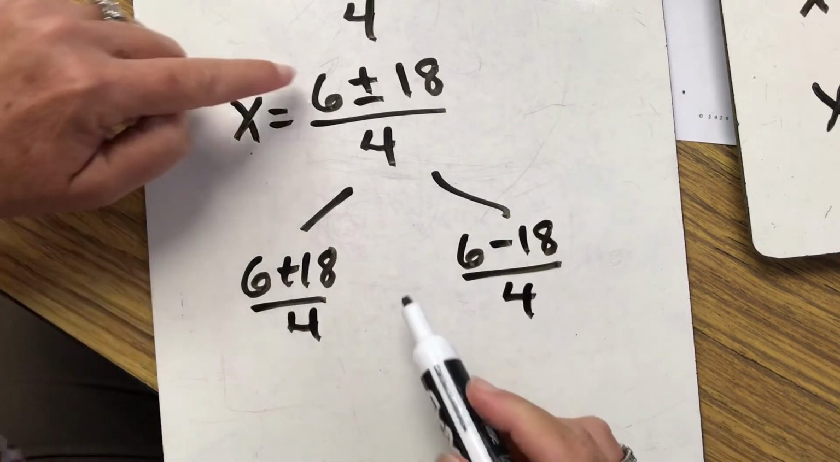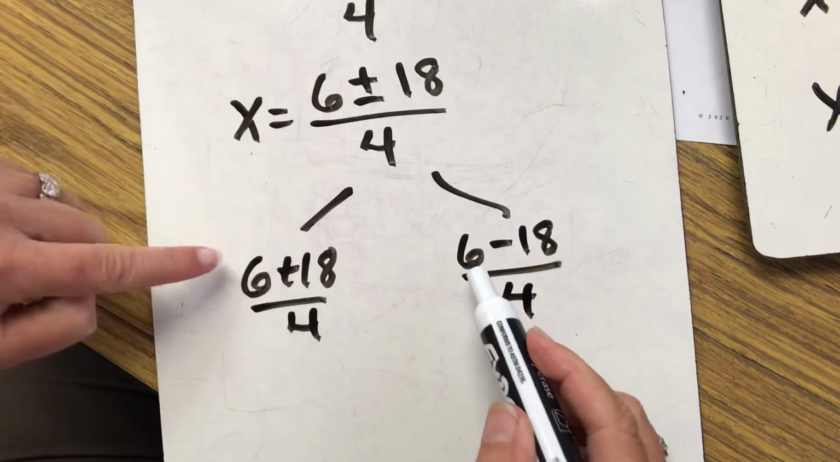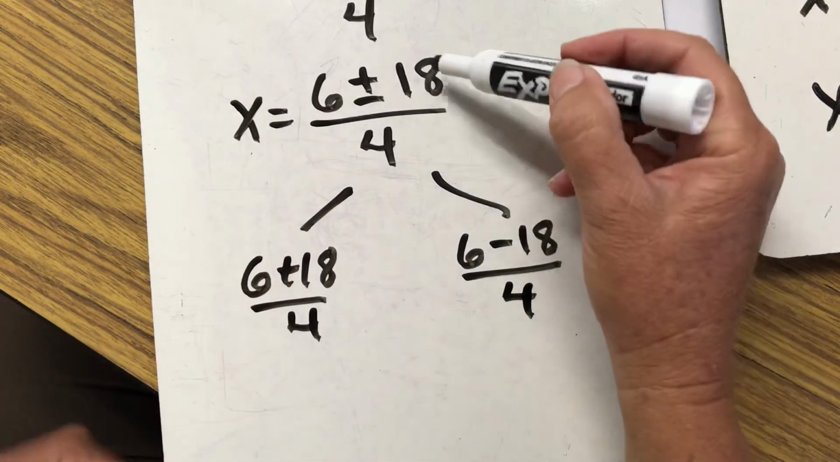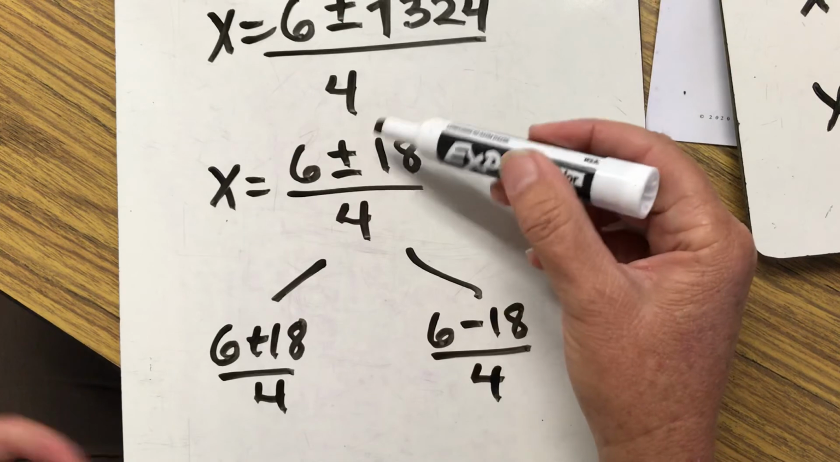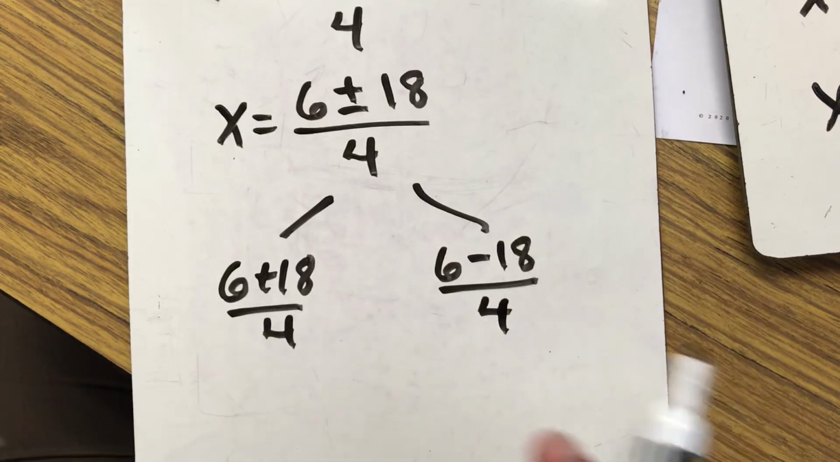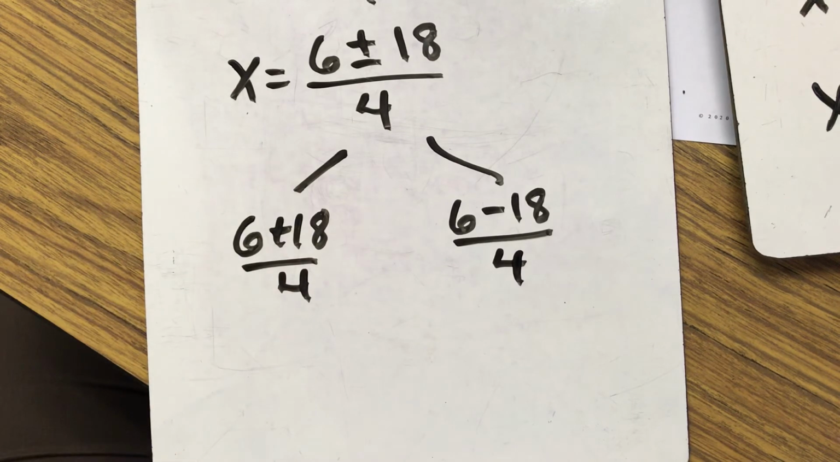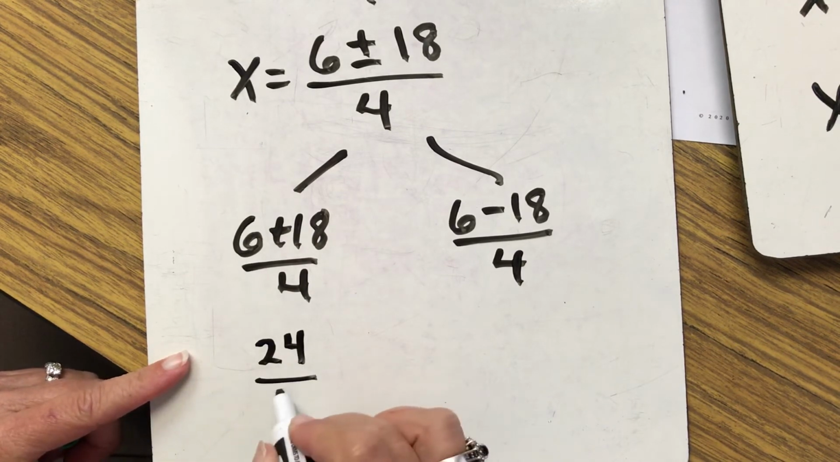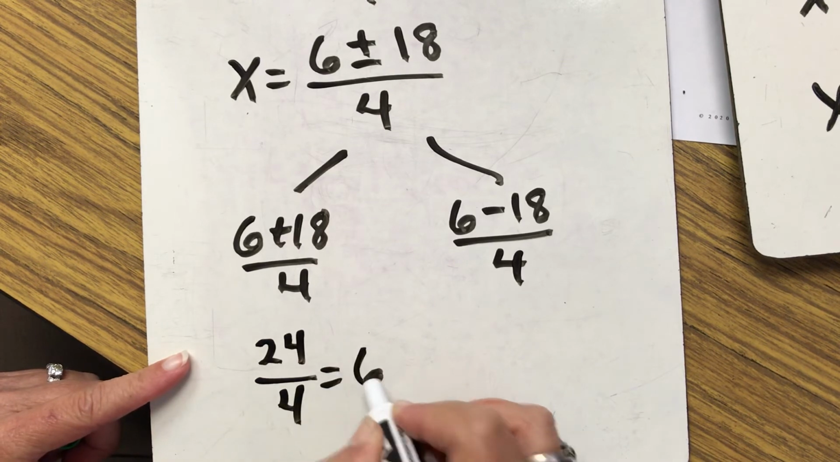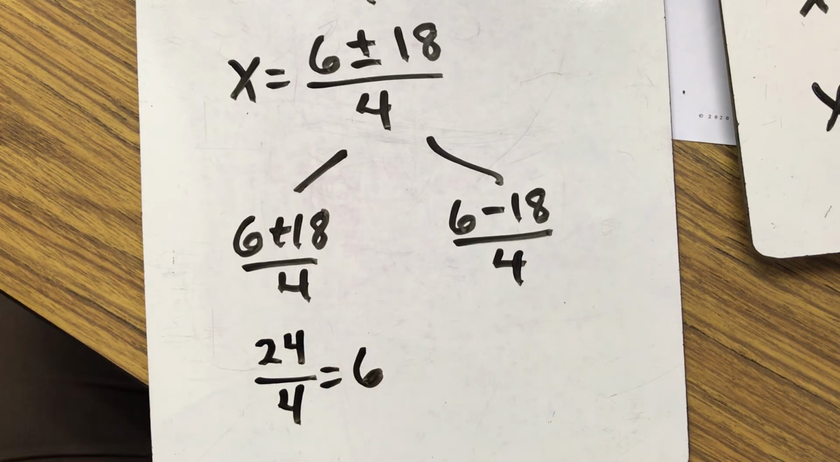Remember, the 6, that first number, is just the number. It doesn't change. The 4 doesn't change. It's the 18 that could be plus or minus. So we have to have both possibilities here. So 6 and 18. Well, 18 plus 6 more would be 24. And then 24 divided by 4 is 6. So one of my two solutions is 6. One of my two intersection points is 6, positive 6.